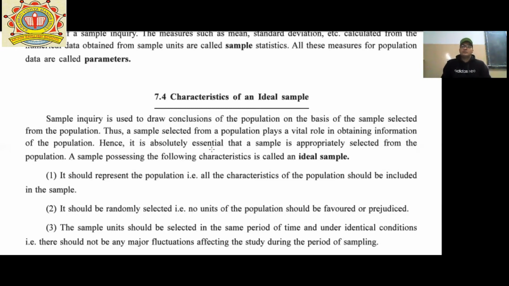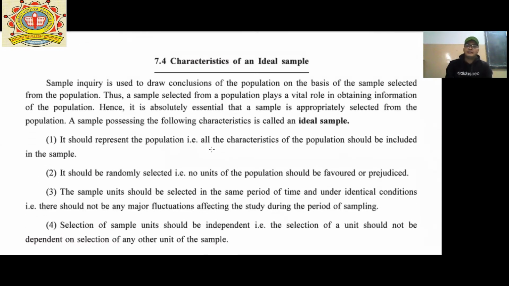Okay. Now third one, the sample units should be selected in the same period of time and under identical conditions. Means such a person that I have selected is at the same point of time and with all homogeneous conditions. That is, there should not be any major fluctuations affecting the study during the period of sampling. It means if I am selecting persons from 11th standard, then I can select two boys and two girls. It means I am selecting randomly without any prejudice.